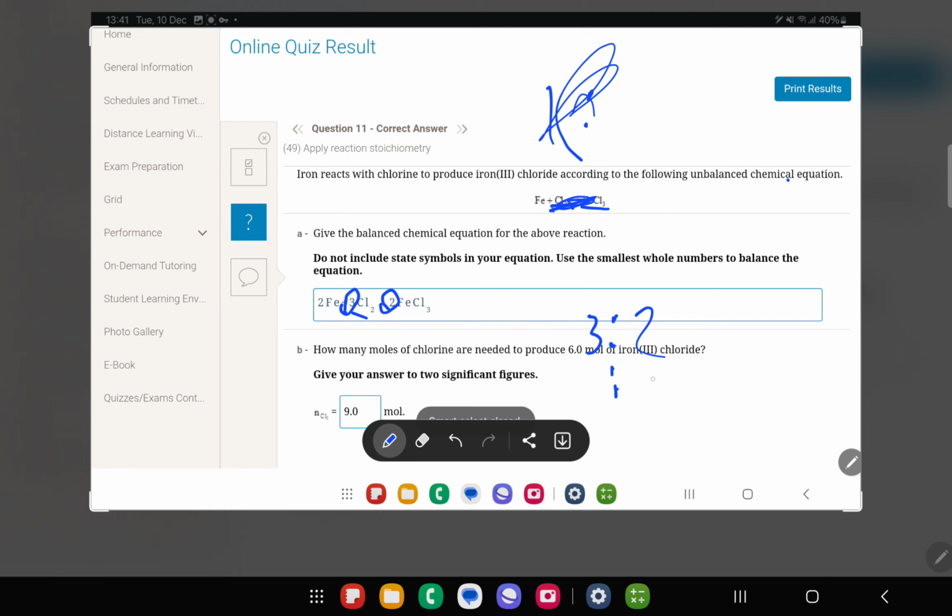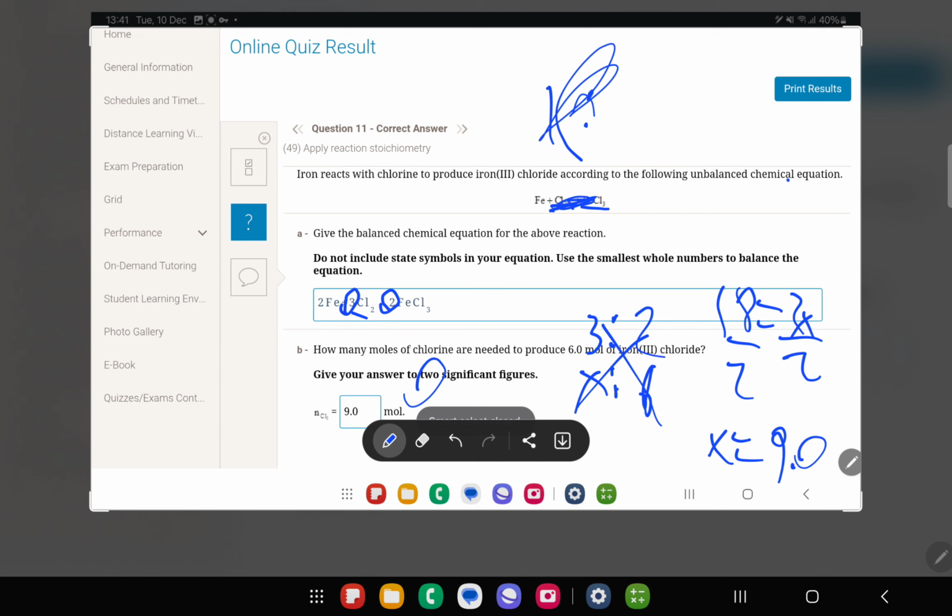They give us the moles of iron chloride, so we put 6 under the FeCl. And we are trying to find the moles of chlorine. Okay, so we just cross multiply. 18 equals 2x. Divide by 2. X equals 9. And they wanted 2 significant figures, so we put 9.0, and yeah, we have 9.0 here.